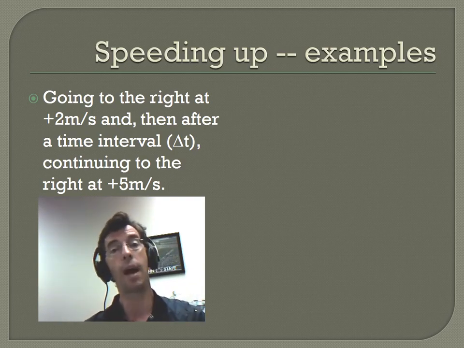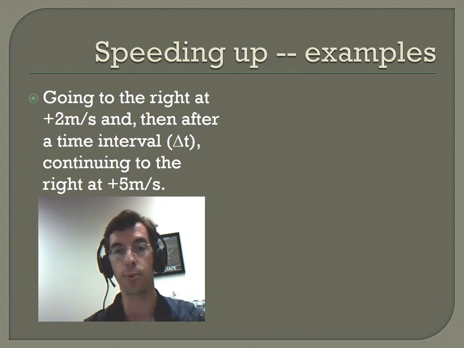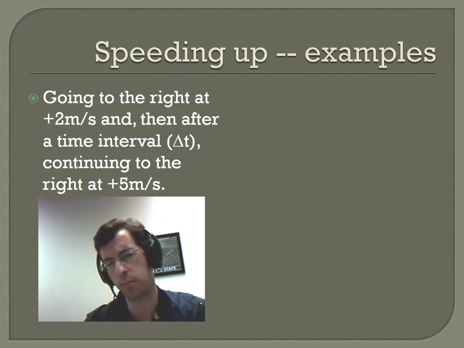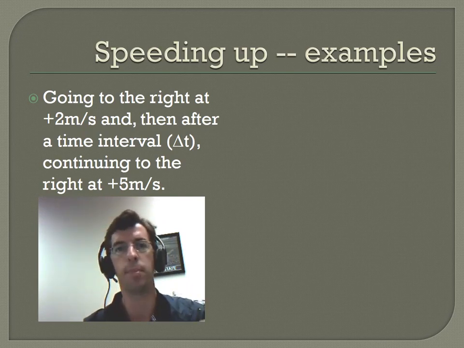So we've got an object that's moving to the right at 2 meters per second, and then after some time, and again, we don't care about the time, could be a couple seconds, could be a couple hours, who cares? But after some time, it winds up going 5 meters per second to the right.